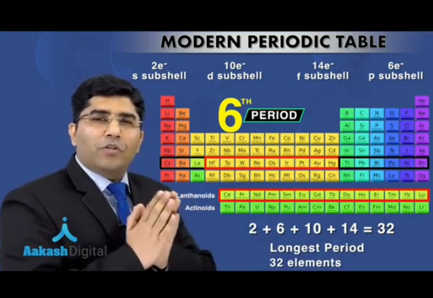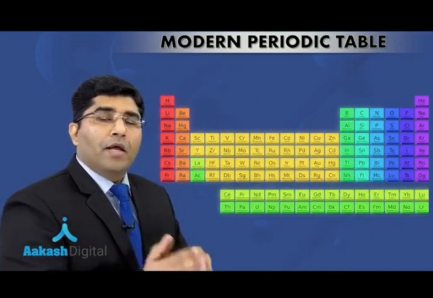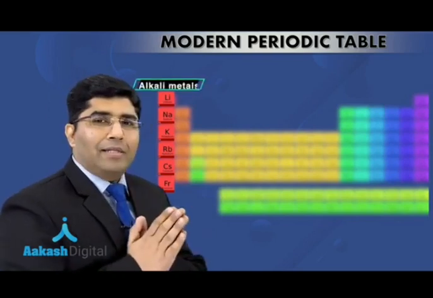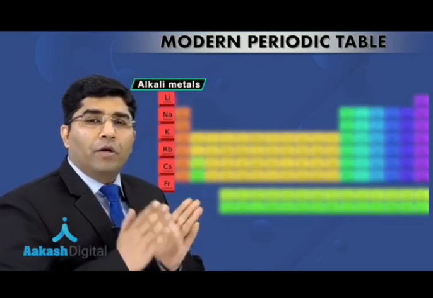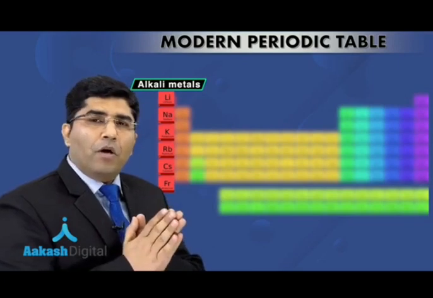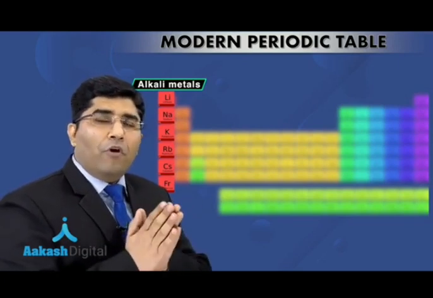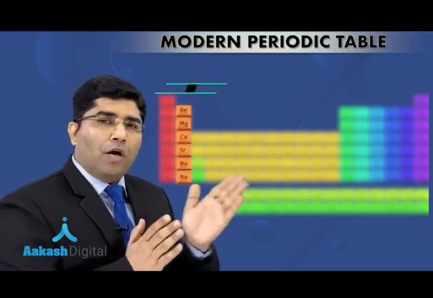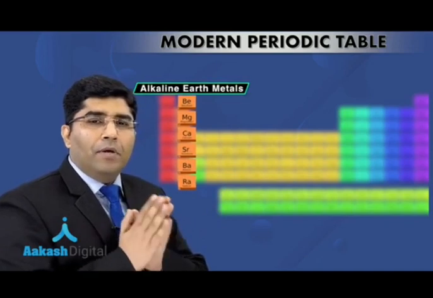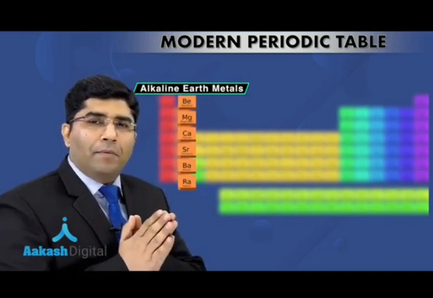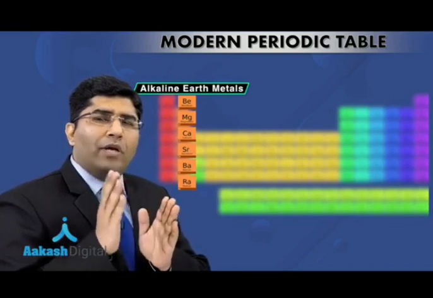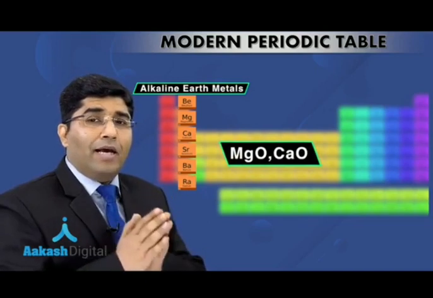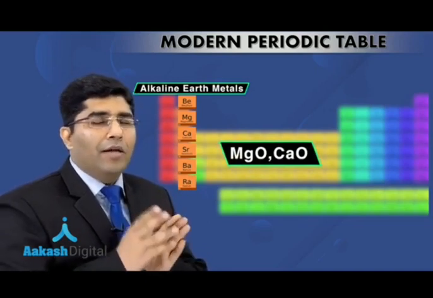Let's talk about some important groups. Now group number 1. Now these elements are called alkali metals: lithium, sodium, potassium, rubidium, cesium. Because on dissolving in water, they form strong bases like NaOH and KOH. If we talk about the second group, beryllium, magnesium, calcium, strontium and barium, they are not found in nature in the native state. But we can find their oxides, which are very alkaline, in the earth crust. That's why they are called alkaline earth metals.